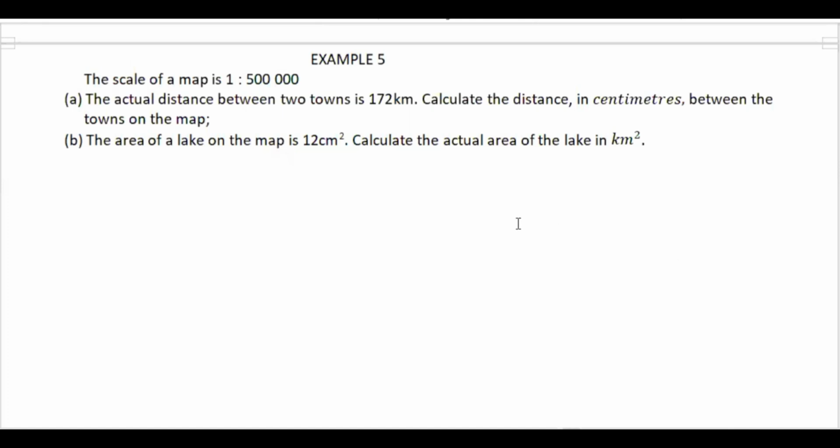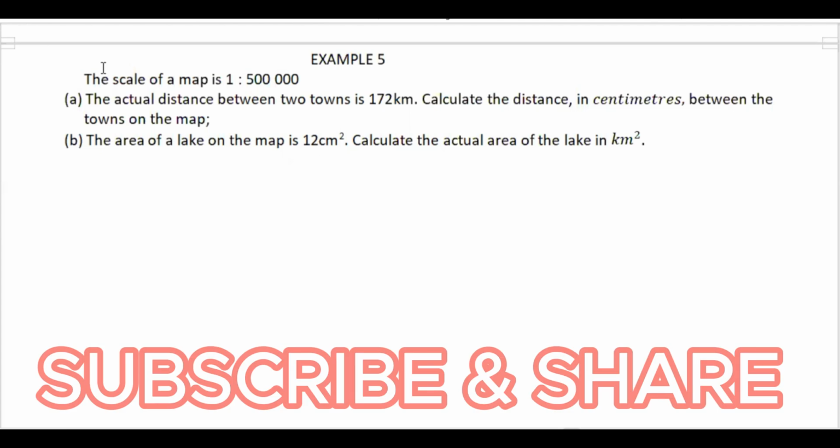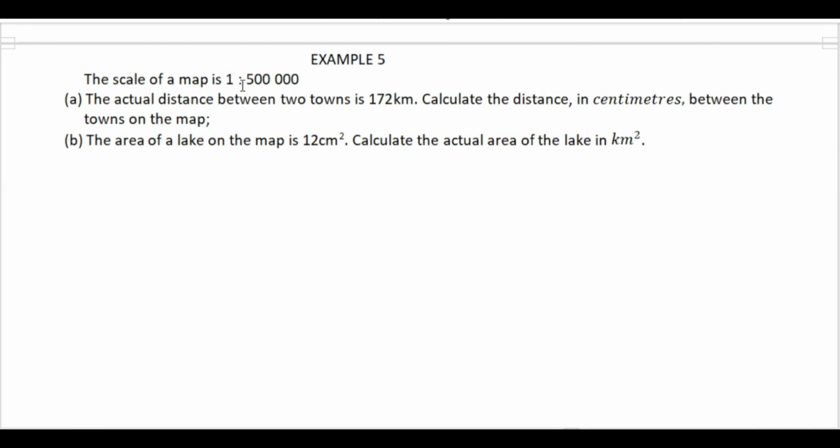In our last example on the geometrical ratio aspect of similarity, we have the scale of a map given. When a map scale is given as linear, what I mean is that it implies that 1 centimeter on paper may represent 500,000 centimeters in reality.